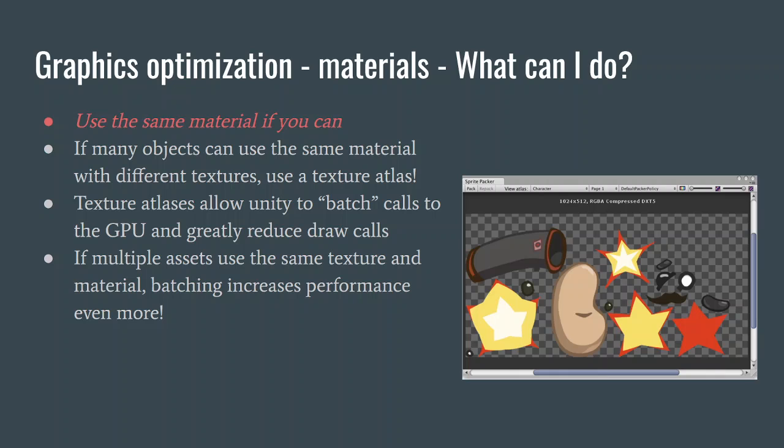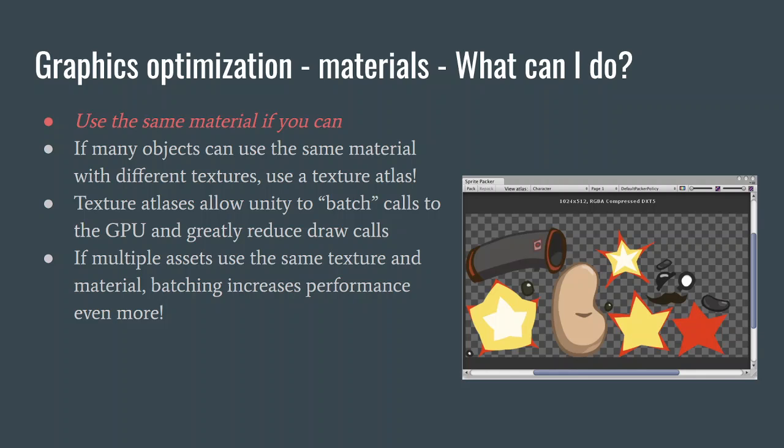So what else can you do? This is a bit more in-depth, but you can use the same material if it's possible. And this might sound a bit complicated, but if many objects can use the same material, like let's say it's our little example from before, so it's just a regular wall, it doesn't have anything special to it, it's got a certain smoothness, and you have a bunch of different walls, but let's say they have different textures, you can use something called a texture atlas, and you can batch them together, and that seriously, incredibly changes the performance.